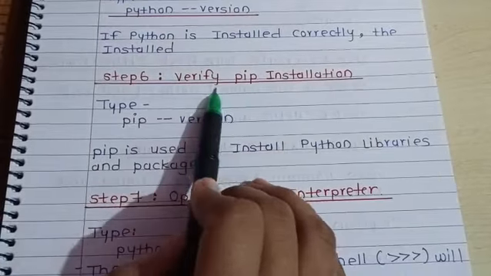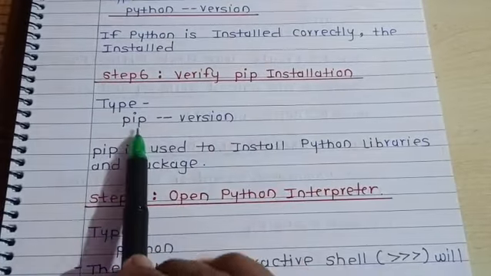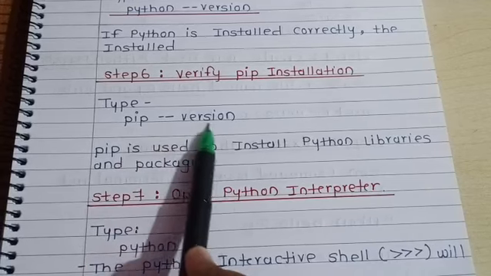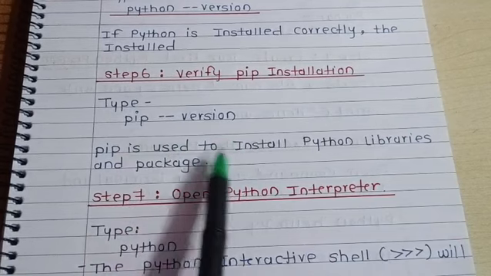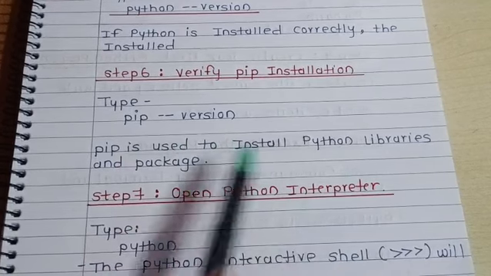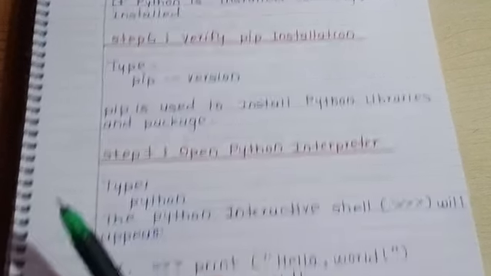Step 6, verify pip installation. Type pip --version. Pip is used to install Python libraries and packages.